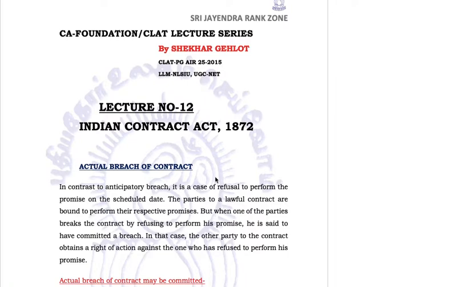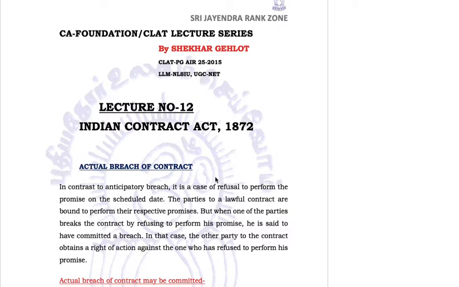In contrast to anticipated breach, it is a case of refusal to perform the promise on a scheduled date. The parties to a lawful contract are bound to perform their respective promises. But when one of the parties breaks the contract by refusing to perform his promise, he is said to have committed a breach. In that case, the other party to the contract obtains the right to action against the one who has refused to perform his promise.